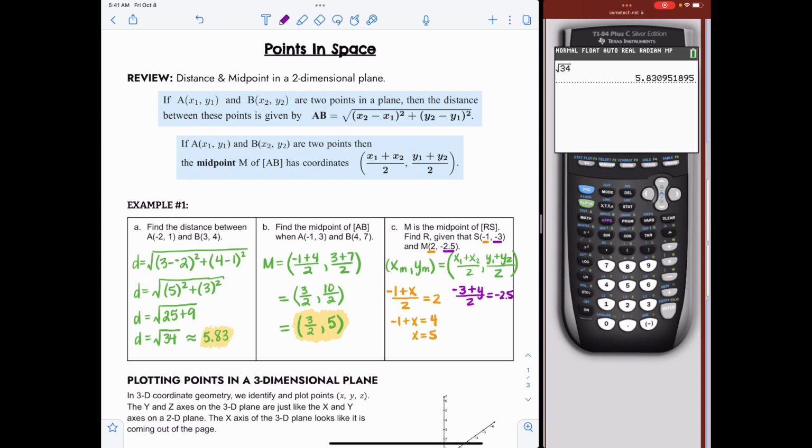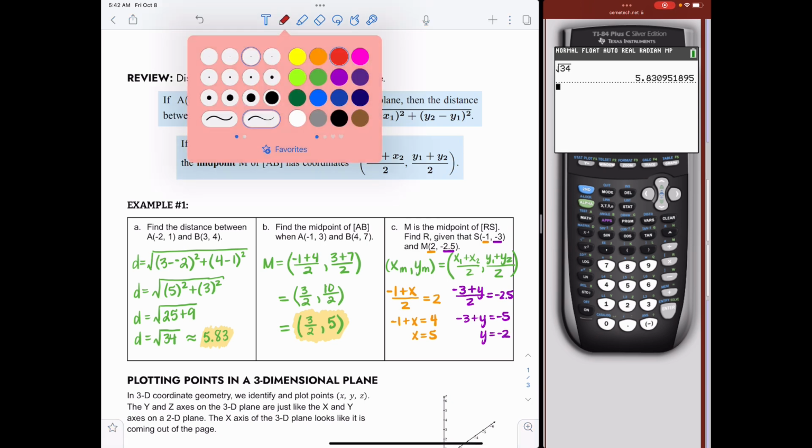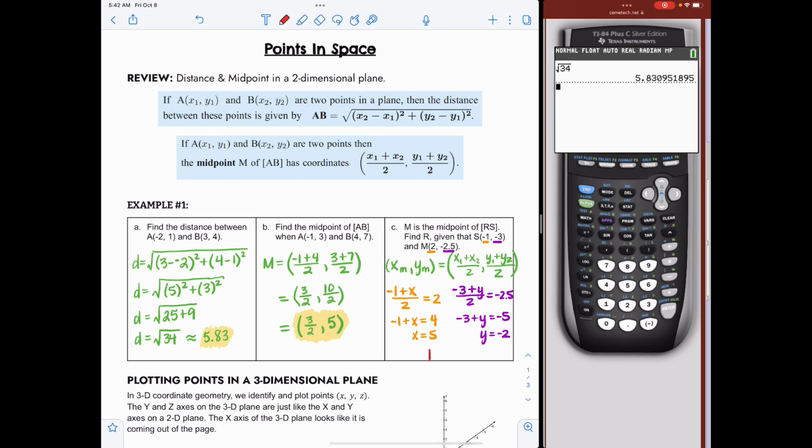So I'm going to multiply both sides by 2, so I end up getting -3 plus y is equal to -5, and then I'm going to add 3 to both sides, which means y is going to be equal to -2. So I see that the point R is located at (5, -2).